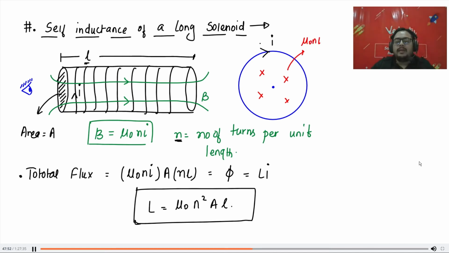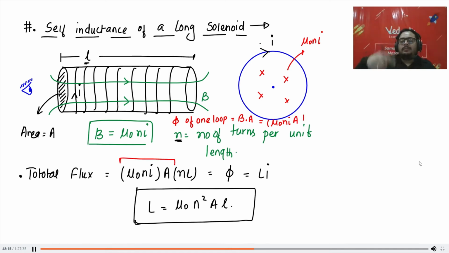So the magnetic flux of one loop. The formula is B dot A. Now B is mu naught Ni and area is A. So this is the flux through one loop. Now the number of turns per unit length, basically the number of loops per unit length, is small n and total length is L. So total number of turns is n into L. Then you equate it to Li, I gets cancelled and you get the expression for L. Is this clear now? I hope it is clear.